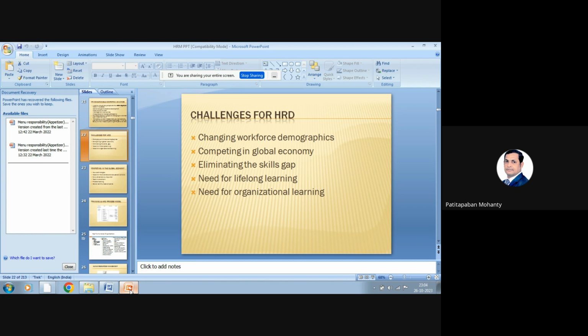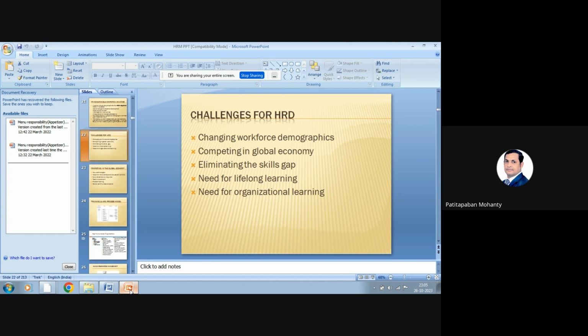The next is eliminating the skills gap. As I told you, nowadays there is a huge gap, and it is the daily task of human resource development or human resource management to reduce that gap. If you reduce that gap, definitely your organizational value will be enhanced. If you are unable to eliminate that gap, then it is the same HRD as you saw 20 years back. Because in the 21st century, the skills gap needs to be revamped and skills need to be enhanced. So this comes under your capacity building programs. Your lower level staff and middle level managers need to be upskilled every day.